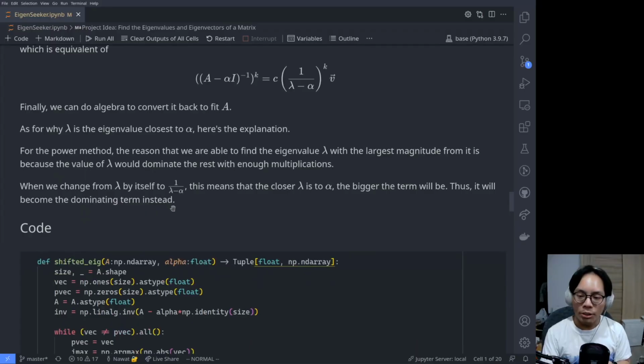Now, if we do 1 over lambda minus alpha, then the closer lambda is to alpha, the term 1 over lambda minus alpha is going to shoot up to infinity. So it's going to be the dominating term instead.